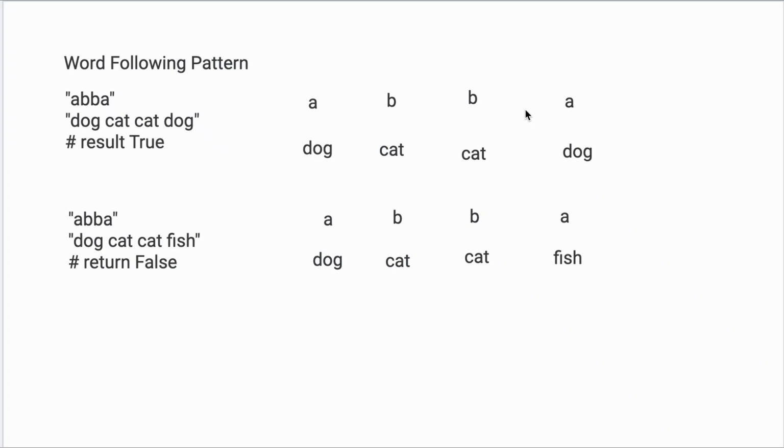Okay, we will talk about a word following pattern in here. This is how we do our word following pattern. There are two strings in here, AB and dog cat dog. If it matches the pattern, it will result in true. If it does not match the pattern, it will return false. Okay, let's jump to the implementation.